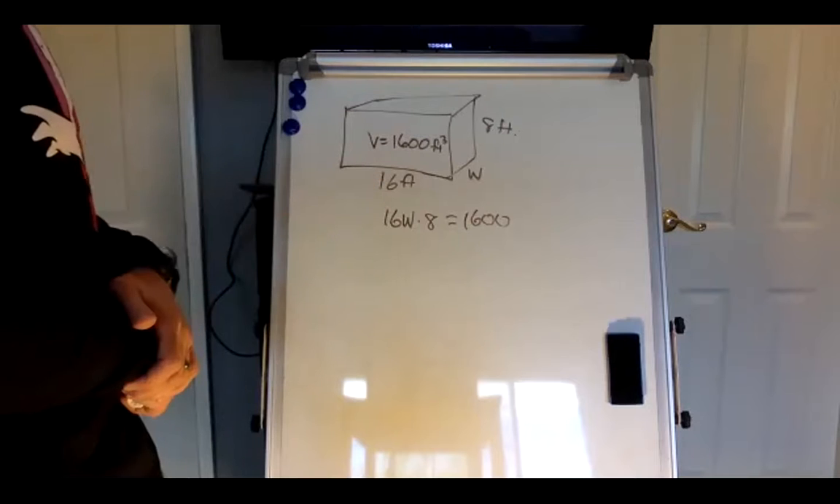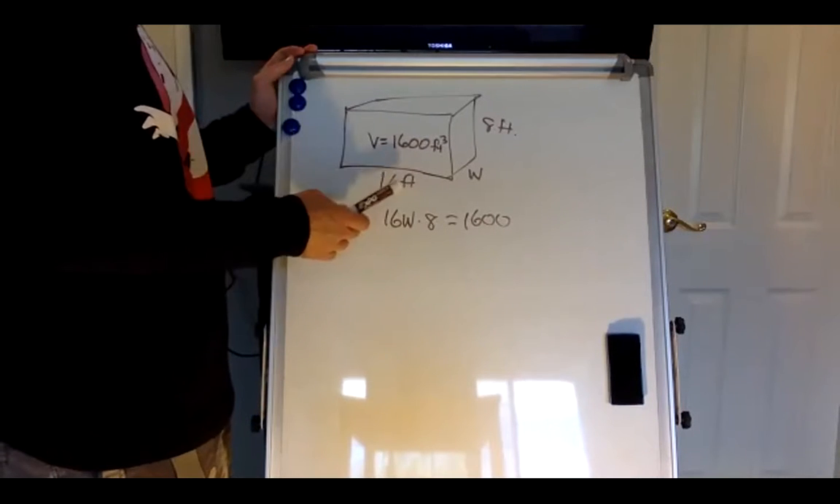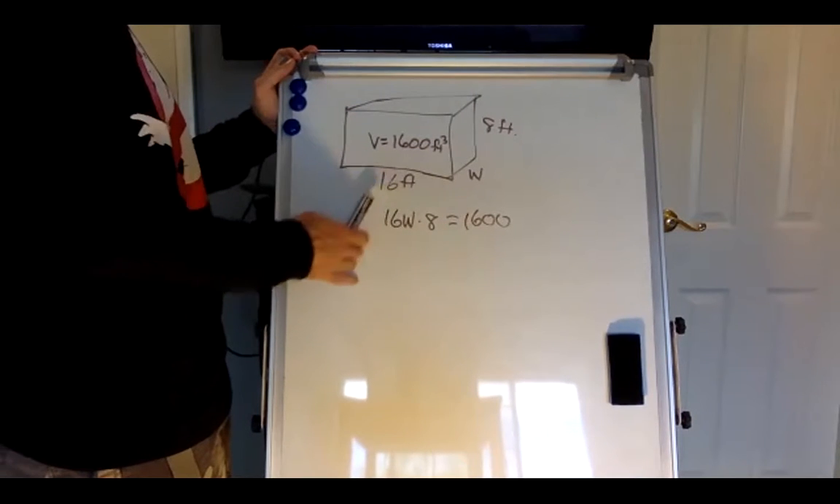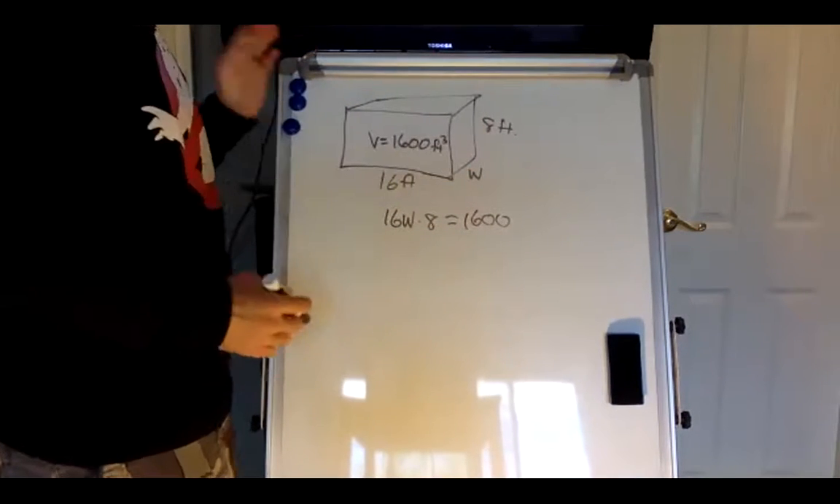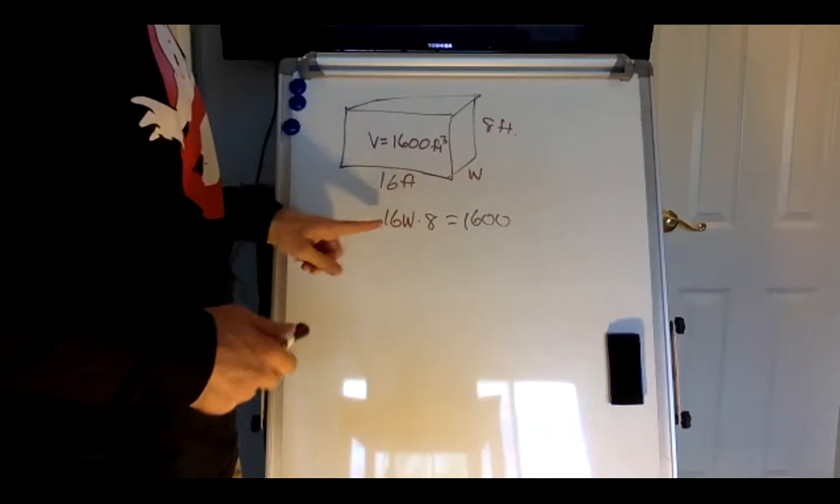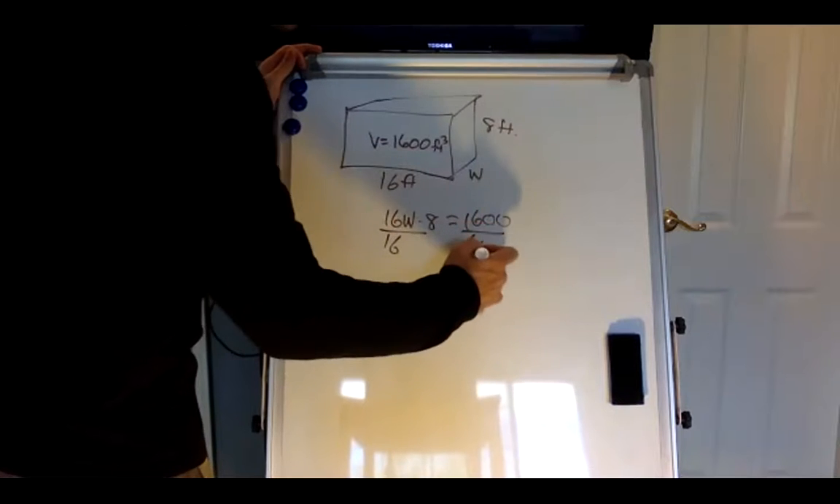So you could always make it the bottom if you like to do the bottom, which is what I did. I said the base is this length times width. There's your area of the base, times the height of 8, right? And then you can multiply 16 times 8 if you want, but I don't want to do that. I want to divide by 16 right now.